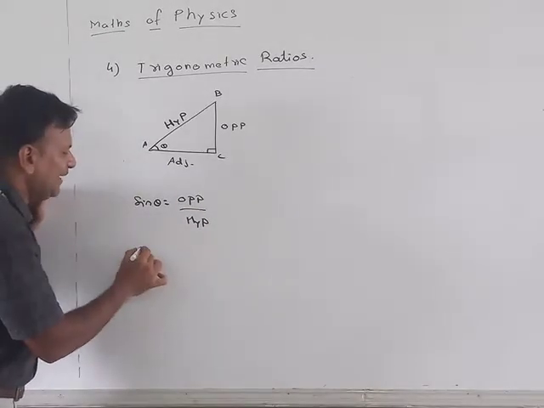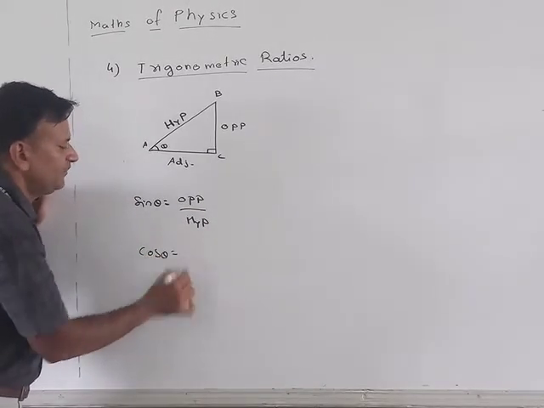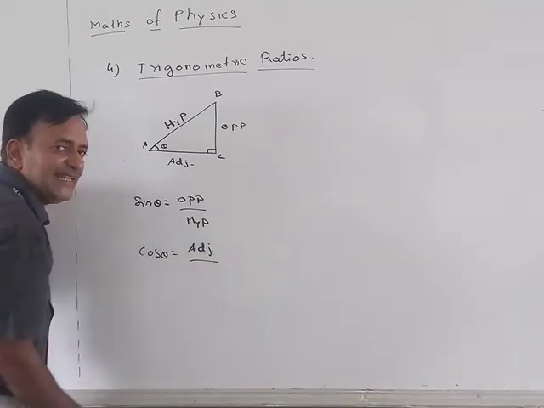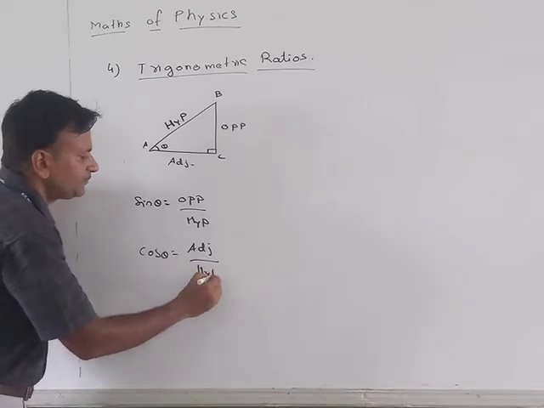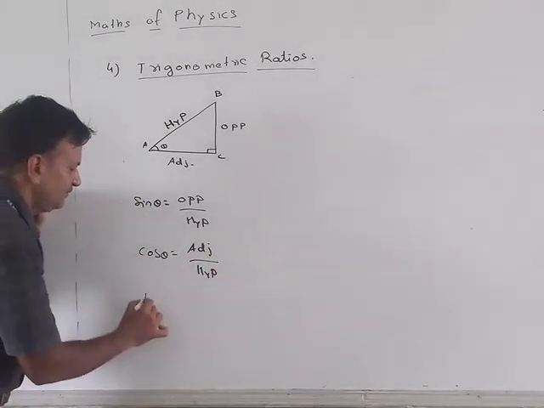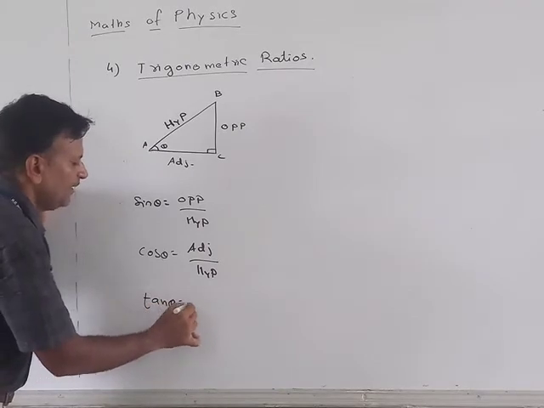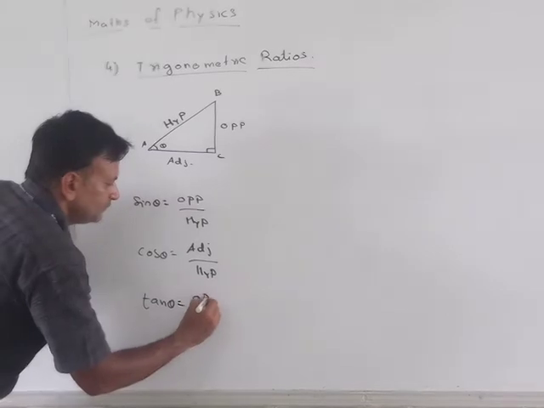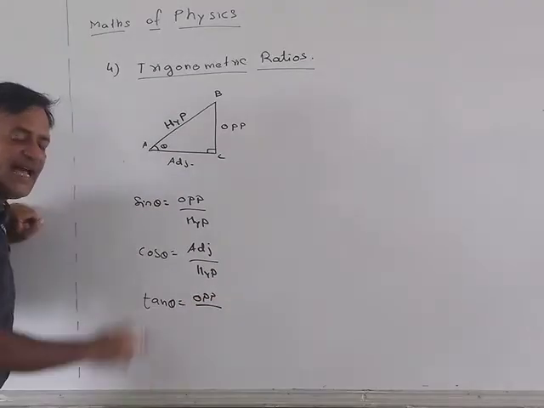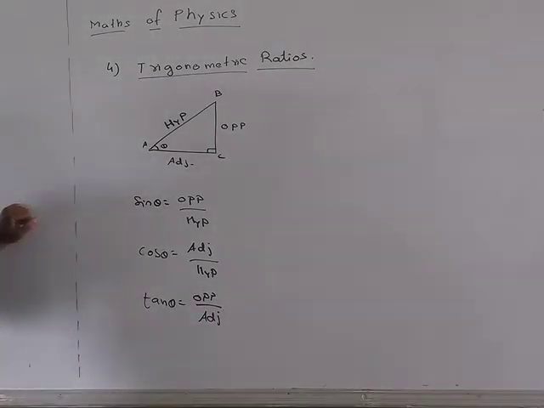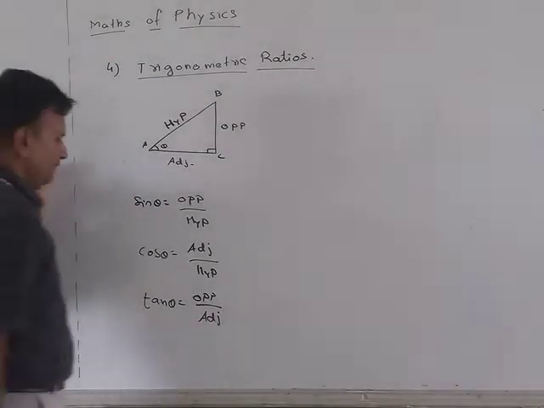Okay, cos theta is defined as adjacent side over hypotenuse, and tan theta is defined as opposite side over adjacent side. Few more things.